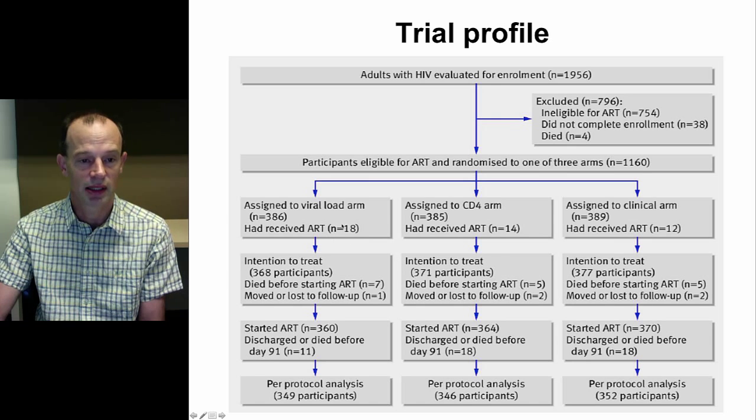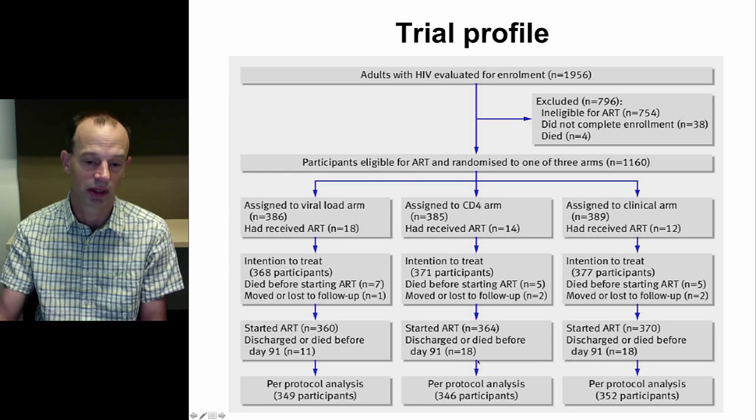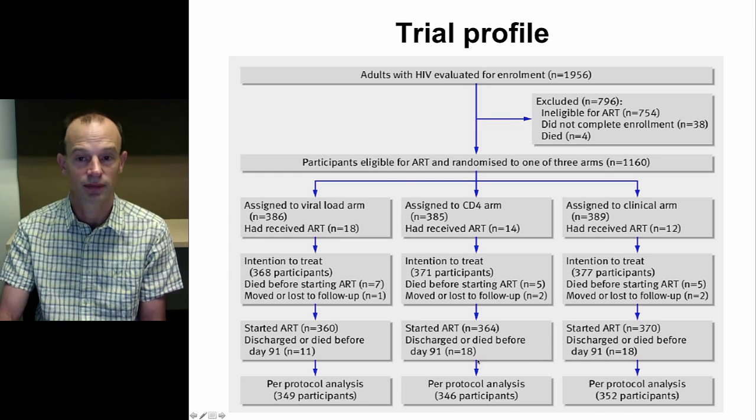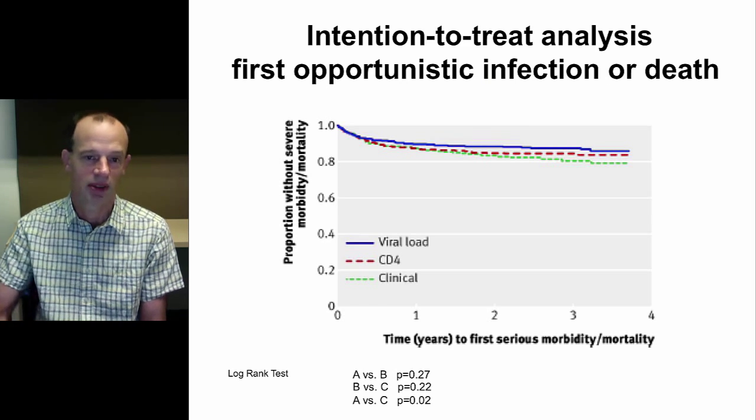And this is the trial profile, which shows you the 3 arms of the study. So this is the viral load arm, the CD4 only arm, and the clinical arm. And you can see we start with approximately 385 people in each arm. We excluded approximately the same number of people from the analysis in each arm. So that gives us about 370 participants involved in the intention to treat analysis, and about 350 individuals that were included in the per protocol analysis.